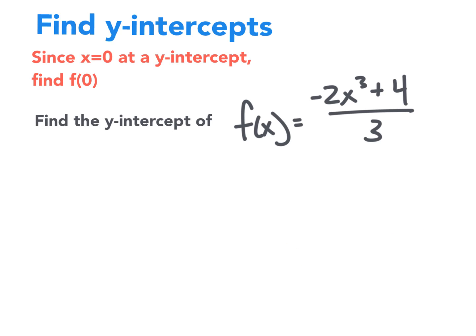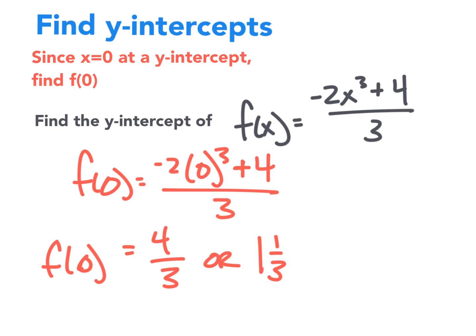All right, some more review. Finding y-intercepts. Since x equals 0 at a y-intercept, just find f of 0. Plug in 0 for all these x values. You can go ahead and pause the video and try that yourself. So replacing with 0, we end up at 4/3 or just 1 1/3. So this will have a y-intercept at 1 1/3.